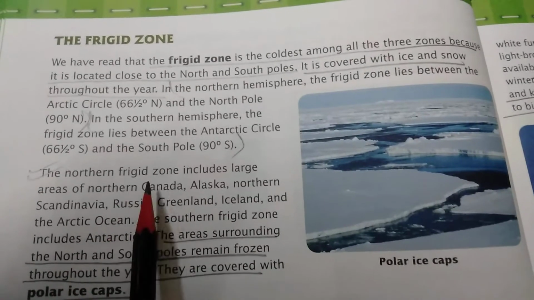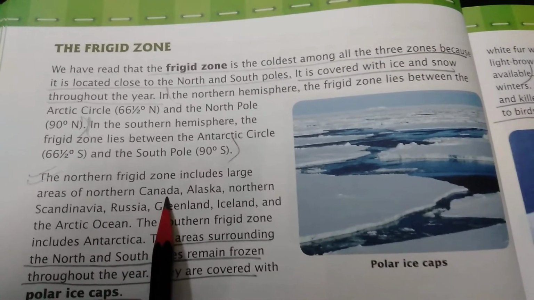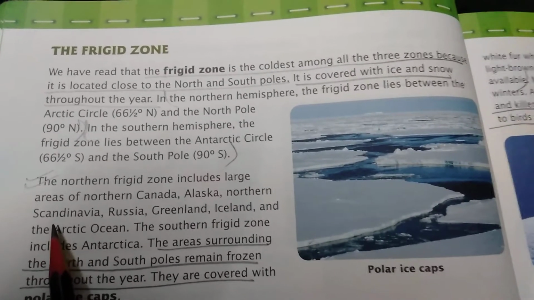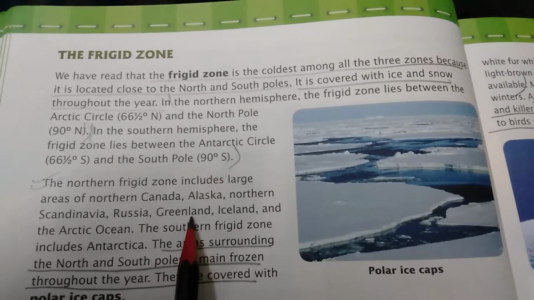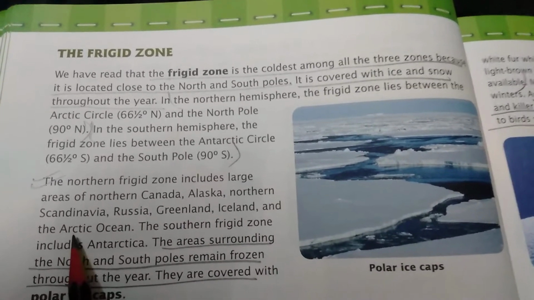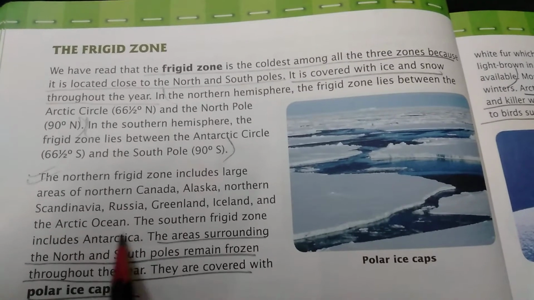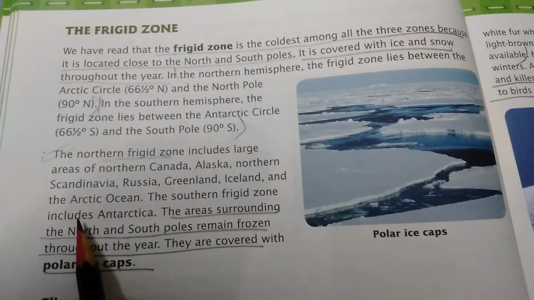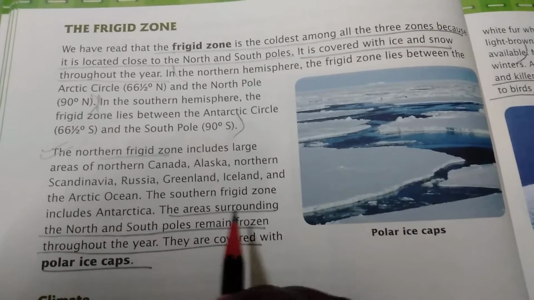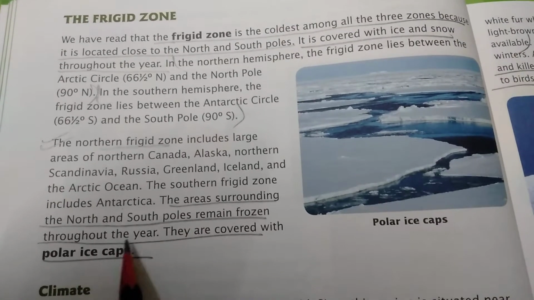The northern frigid zone includes large areas of northern Canada, Alaska, northern Scandinavia, Russia, Greenland, Iceland, and the Arctic Ocean. So these areas come under the northern frigid zone. The southern frigid zone includes Antarctica. The areas surrounding the north and south pole remain frozen throughout the year.